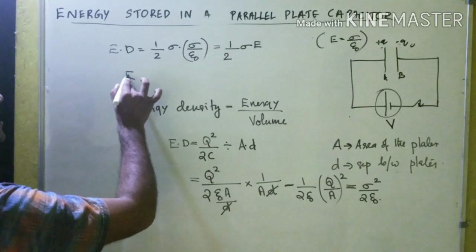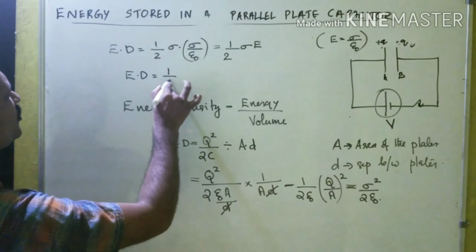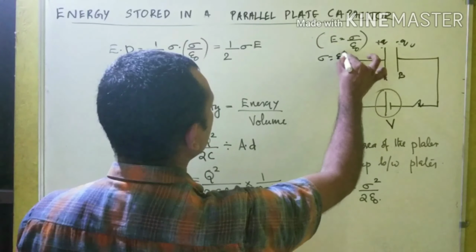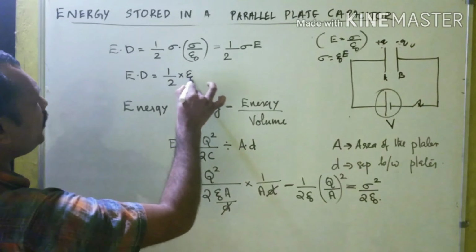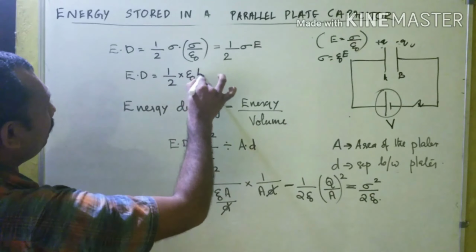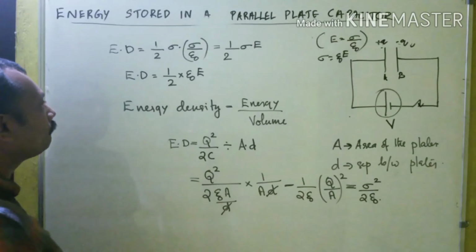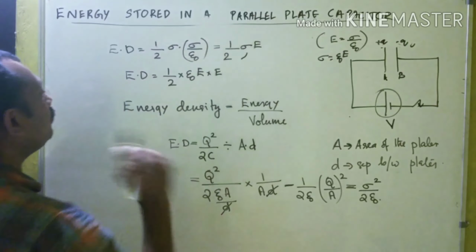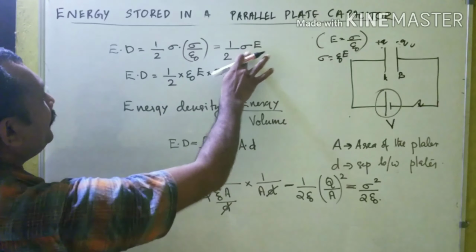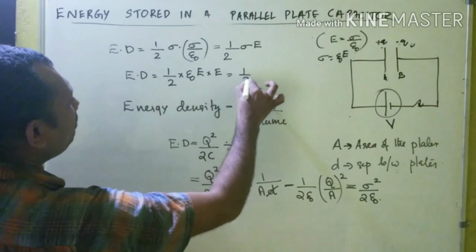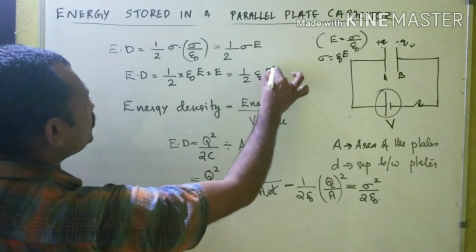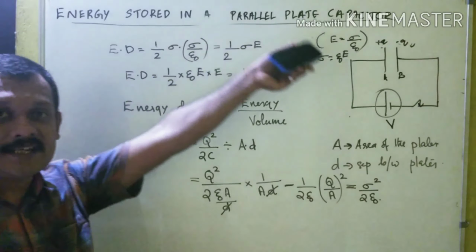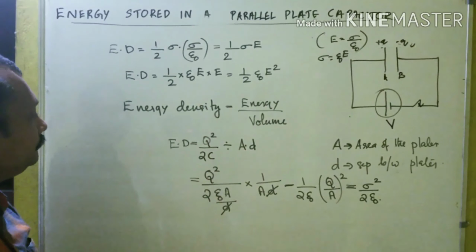Another relation I can say is half into sigma E, where sigma is equal to epsilon 0 E. Half into epsilon 0 E into E. I have substituted in this formula for sigma. This is equal to half epsilon 0 E square. This is another formula for electrostatic energy density.